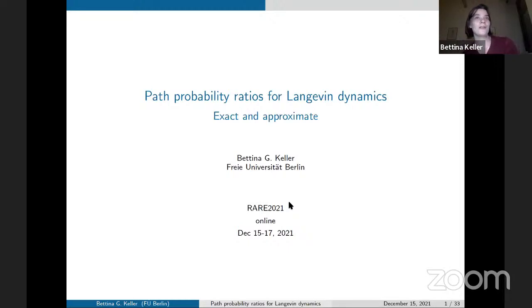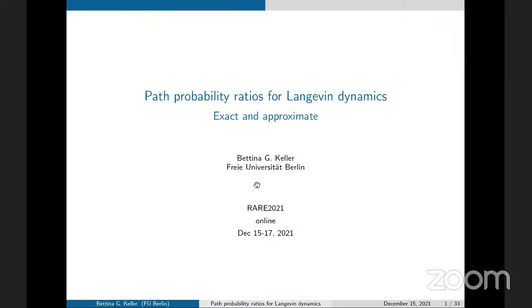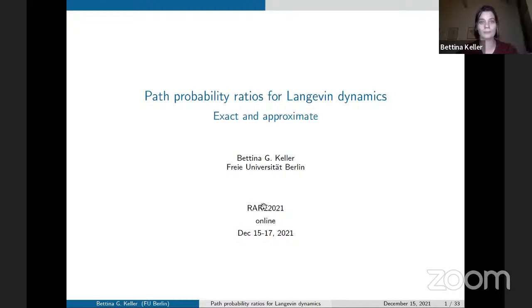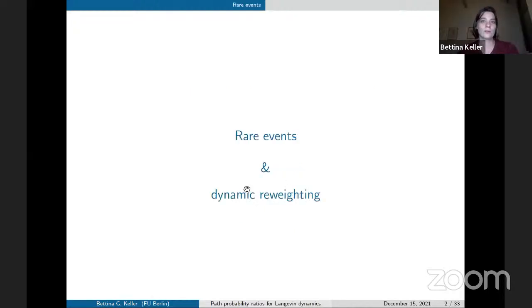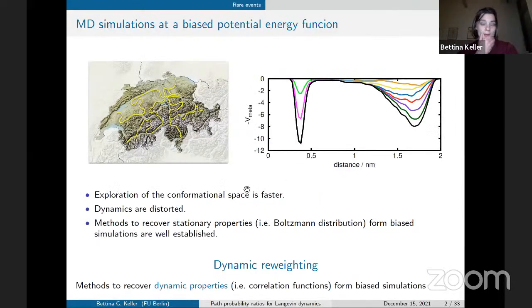What I brought you today is something about dynamical reweighting and path probability ratios to sample rare events. So, rare events. Well, that hardly needs an introduction, right?